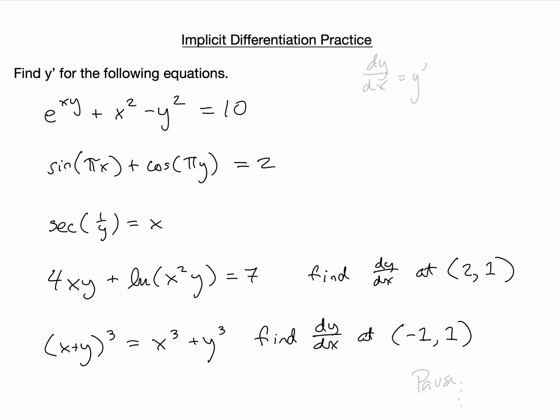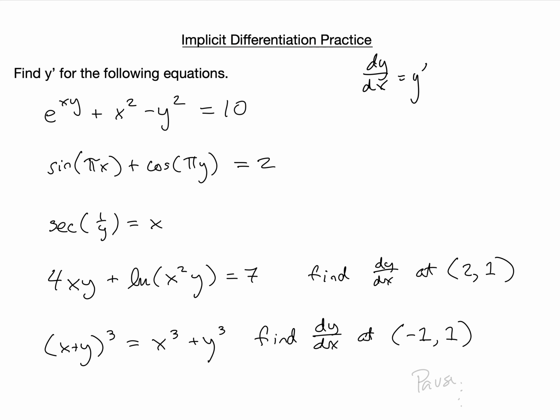In this video, we're going to do some implicit differentiation practice. So we're going to find dy/dx, or y prime, same thing. dy/dx is the same as y prime for the equations below. e to the xy plus x squared minus y squared equals 10.